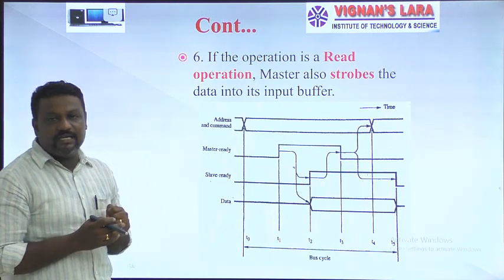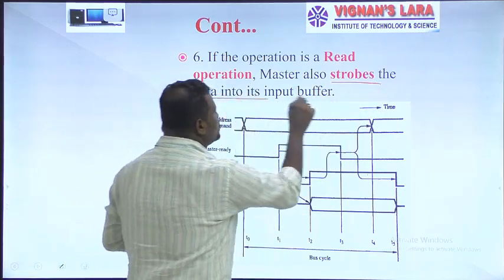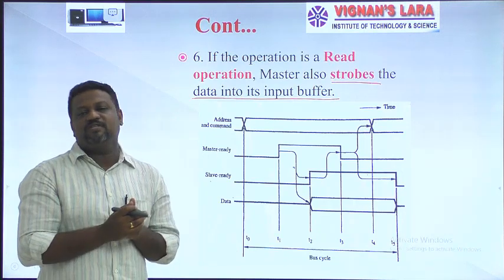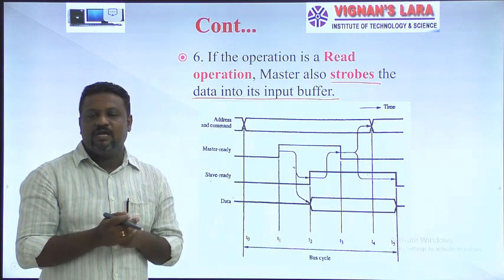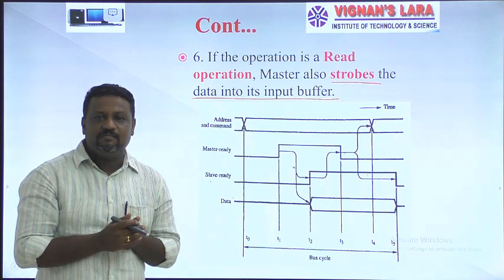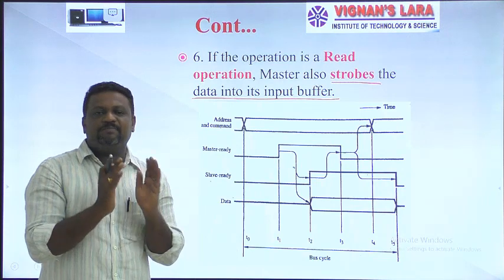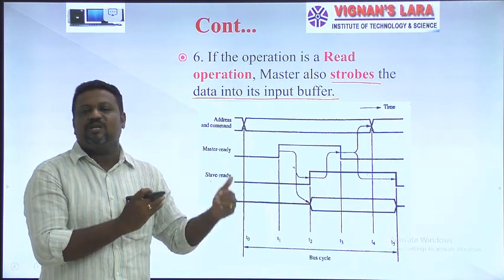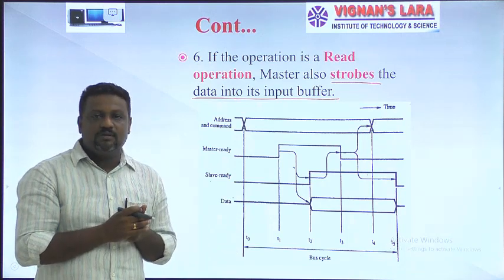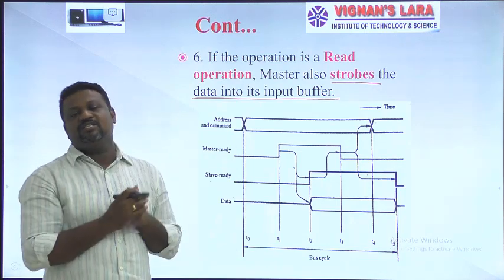Then, if the operation is a read operation, the master also stores the data into its input buffer. Once the master asks for something from a slave, it generates an address, generates a command signal, and after that activates the master ready signal. By sending these to the slave devices, once the corresponding slave responds to the command and address information issued by the master, the slave sends the data to the master with the help of the bus. That means a slave places data over the bus that can be received by the master.